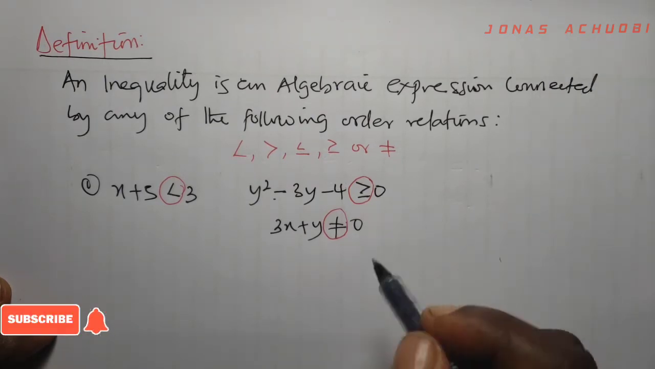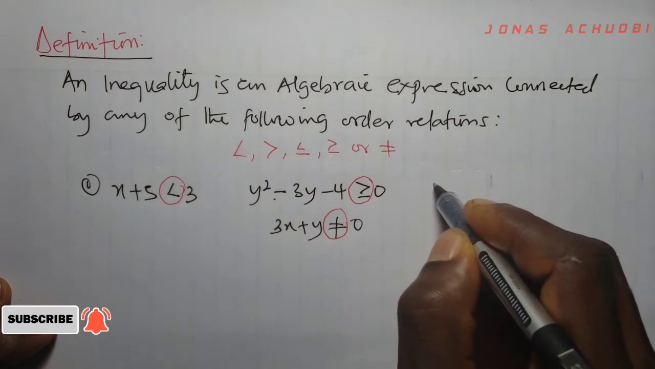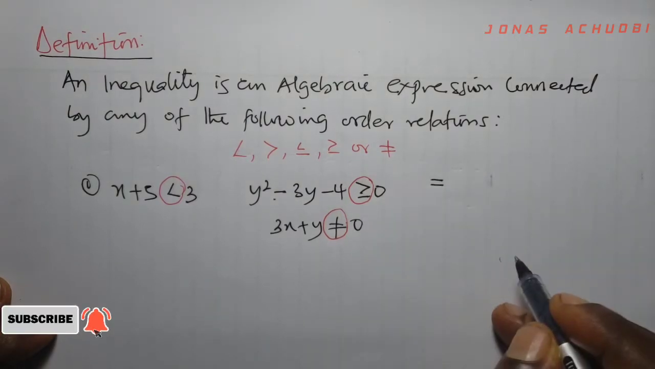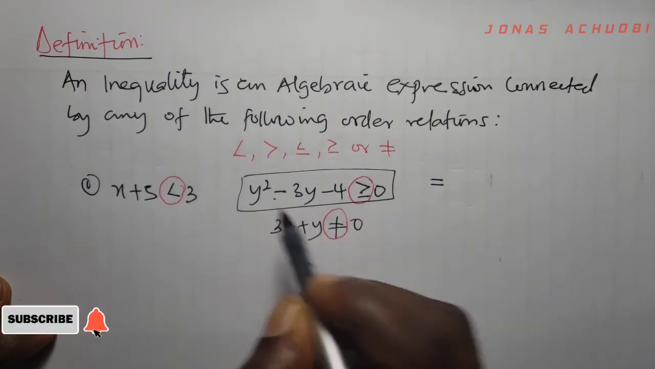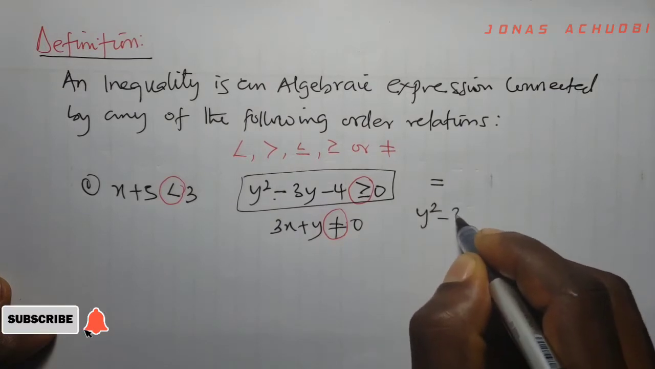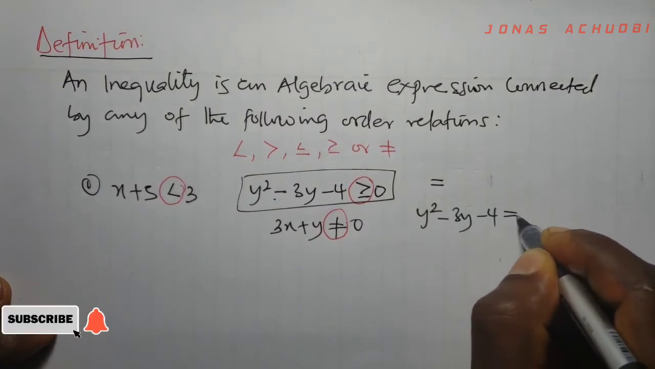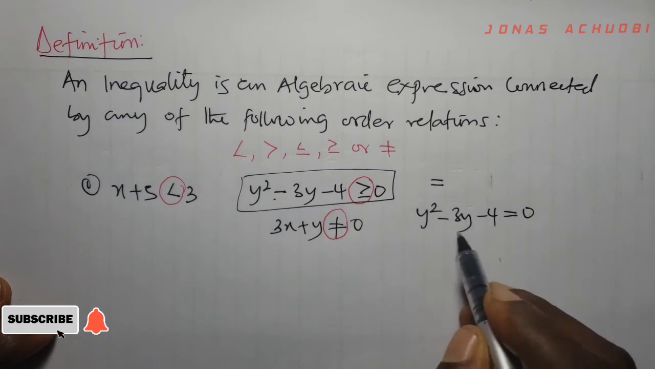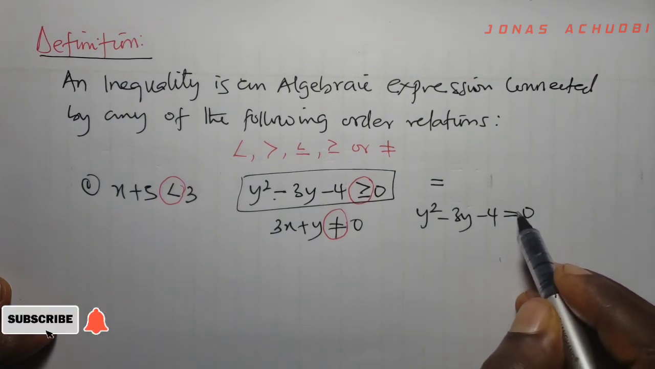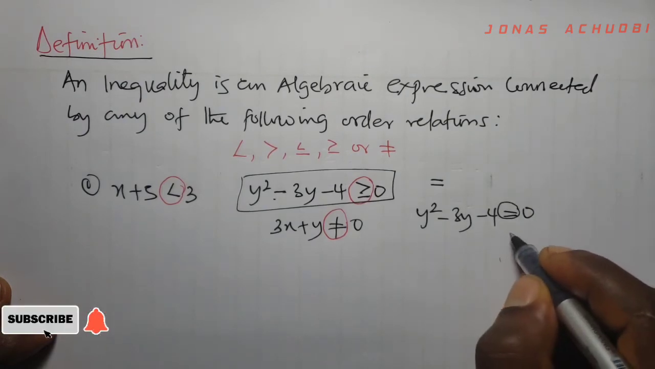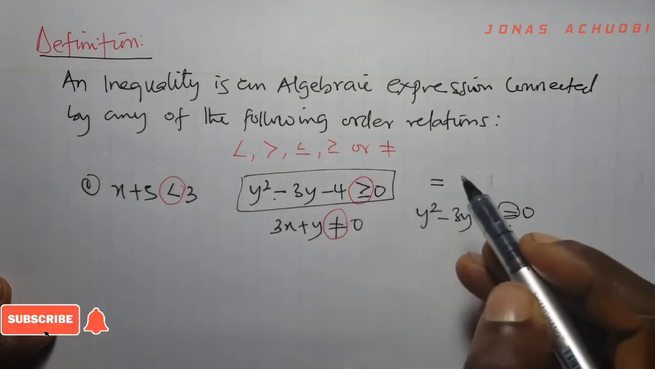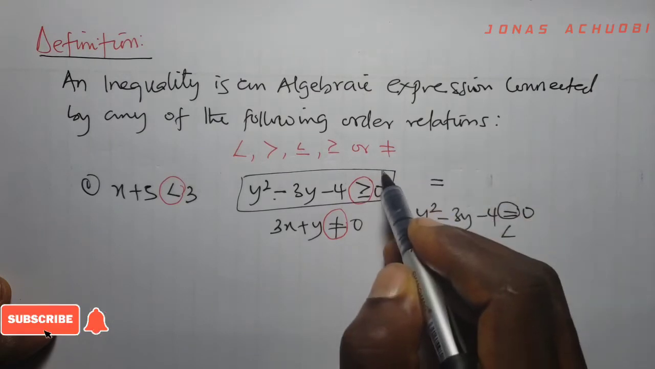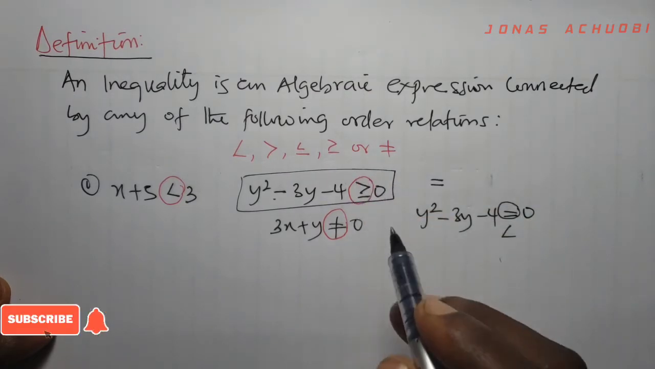In other words, whenever we do not make use of the equal sign, what we're dealing with must be an inequality. If this were to be an equation, then it would have been y squared minus 3y minus 4 equal to 0. This makes this an equation. So whenever we are not using this equality sign, we should be making use of either less than, greater than, less than or equal to, or any of these other relations. And that would mean that we are dealing with inequalities.